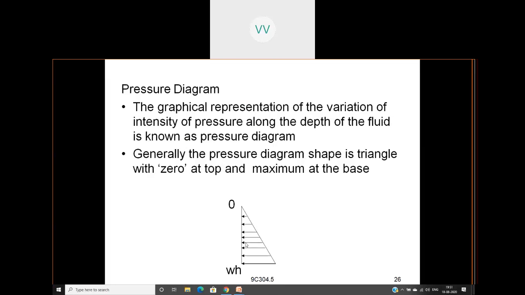So here the pressure is being applied to the side of the container, and at the top it is 0 because you don't have any depth. So H is 0, P is also 0. When H is maximum, it is WH.